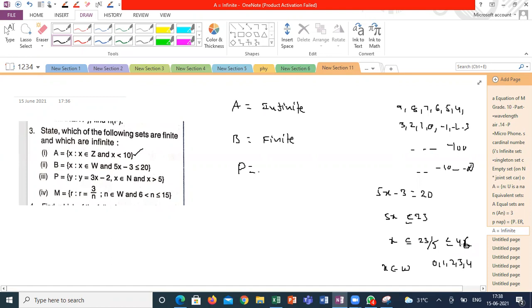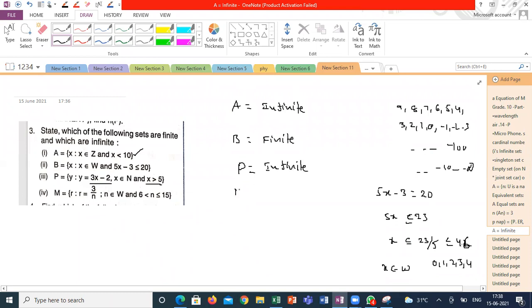Infinite. Why infinite? Because x is greater than 5. When x is greater than 5 and x belongs to N, y is equal to 3x minus 2, you can substitute any value for x and you will get an infinite number of y values. If you substitute 6, you will get 1 y value. If you substitute 7, you will get 1 y value. Because in 3x minus 2 there is no limit for x values, for each and every x value you will get 1 y value. So this is infinite.